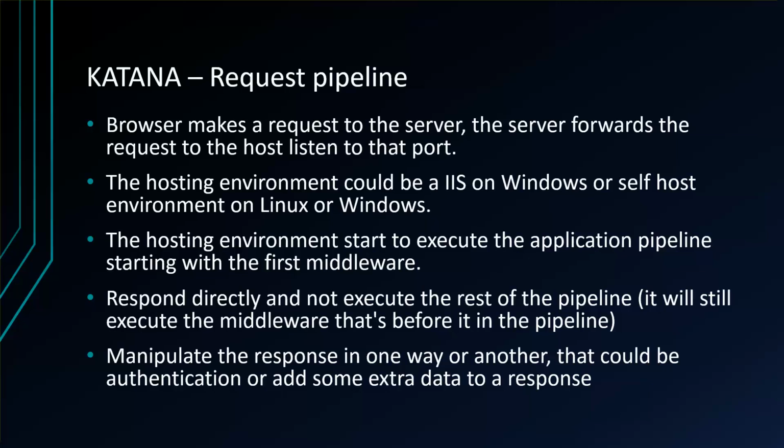So this is the request pipeline. When we request anything, the browser makes a request to the server. The server forwards this request to the host listening to that port. The hosting environment could be on IIS, on Windows, or a self-hosting environment on Linux or Mac OS. The hosting environment starts to execute the application pipeline, like the middleware, starting from the first middleware.